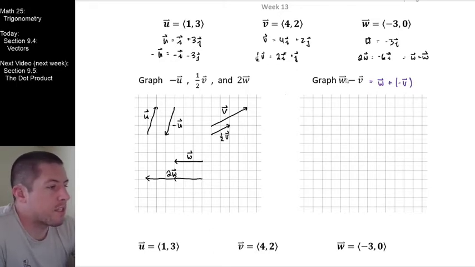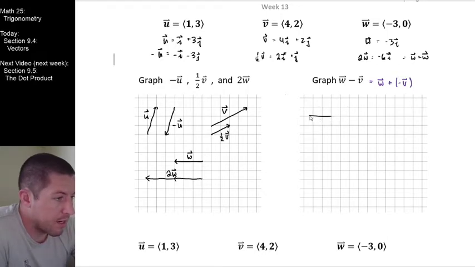So it looks like we want to start by doing w. So I'm going to draw what they are here. So here's w.